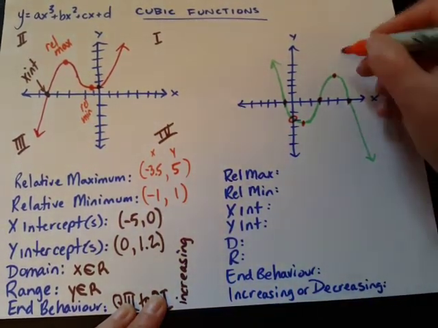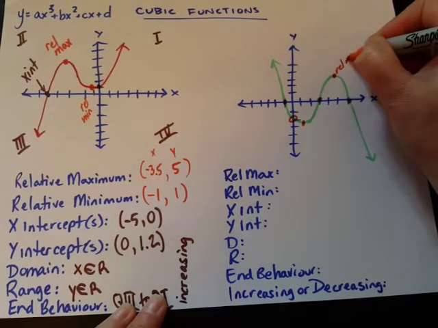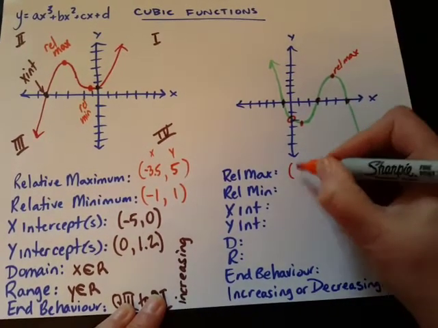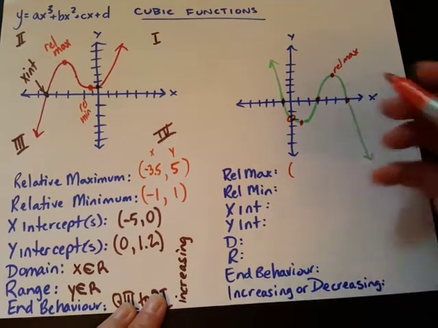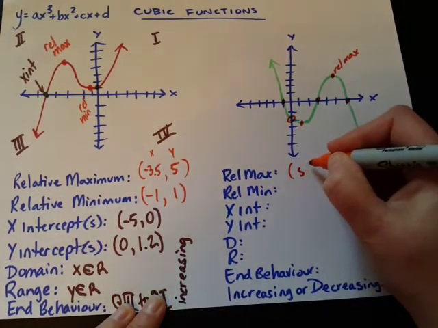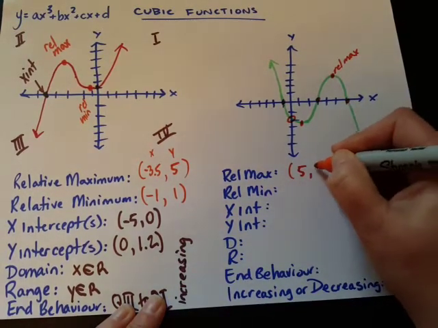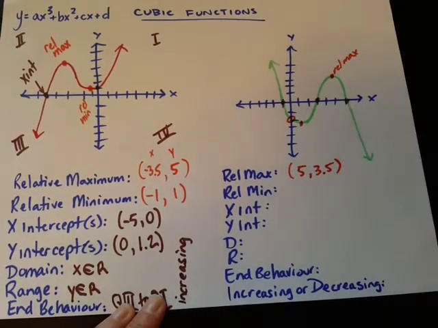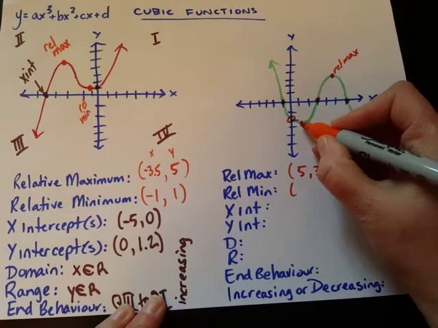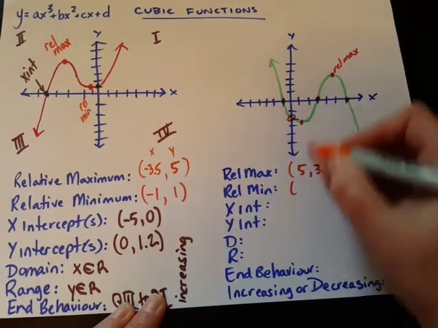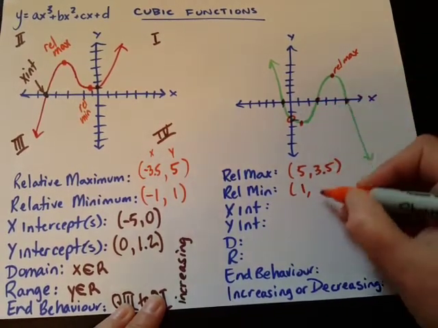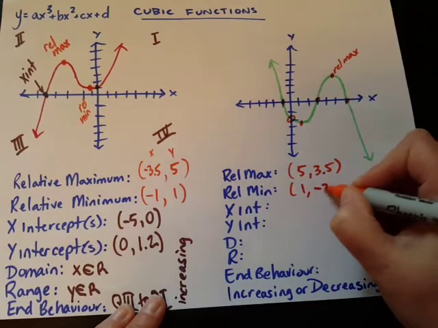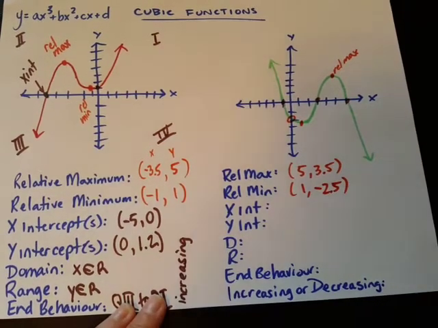So let's start labeling these. The relative max, let's call that 5 comma, that looks like it's about 3.5. It's kind of in the middle. The relative minimum, let's go with 1 for x value and down to negative 2.5 for y.